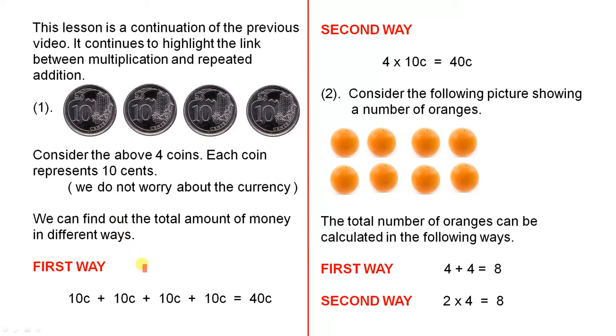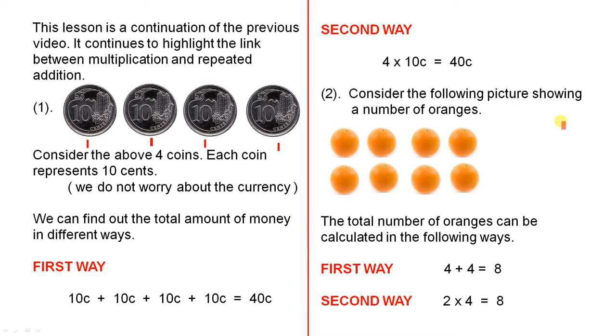Now let's look at the first way. We can use addition. 10 cents plus 10 cents plus 10 cents plus 10 cents equals 40 cents. So that is repeated addition. The second way, 4 times 10 cents, because we have 4 coins. 1, 2, 3, 4. So 4 times 10 cents is 40 cents.